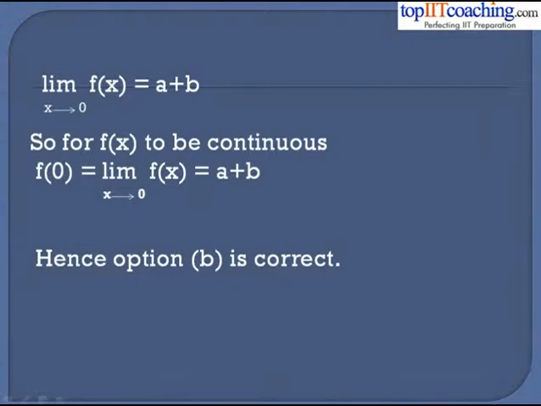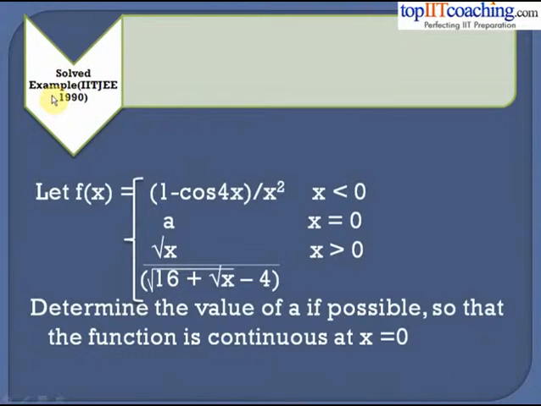Thus the limit of f(x) when x tends to 0 is equal to a plus b. Now f(x) has to be continuous at the point x equal to 0. So f(0) must be equal to the limit of f(x) when x tends to 0, which is equal to a plus b. Therefore f(0) is equal to a plus b, and hence we can say that option number B is correct. Now let's see one more example.